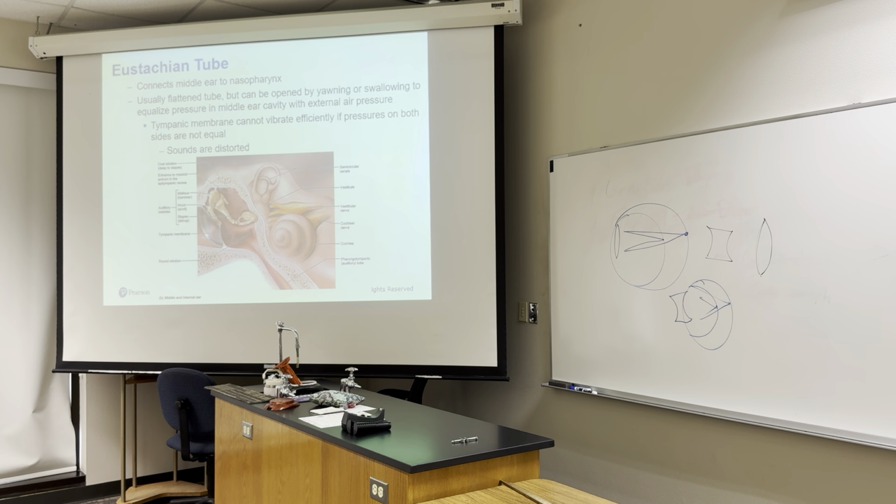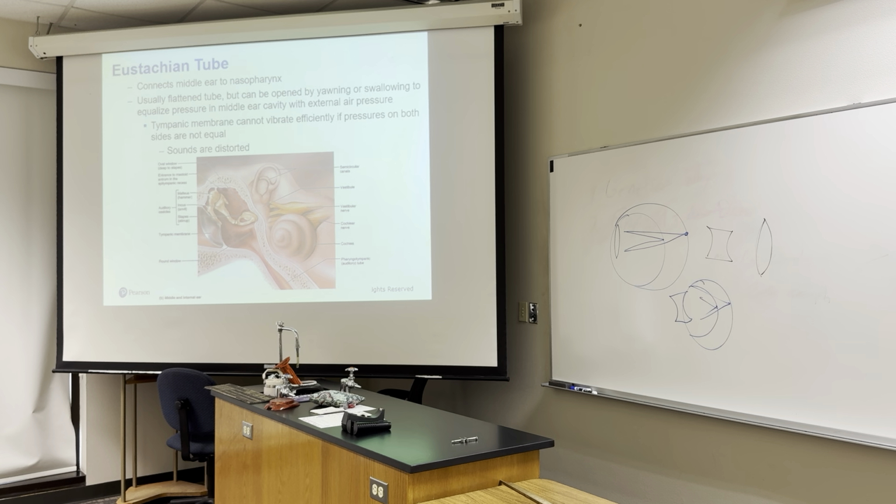So we know that there is one tube right here. What is the name of this tube? External acoustic meatus. And in the middle ear you have another tube which is called the pharyngotympanic tube, also called the eustachian tube. It connects the middle ear to the nasopharynx, is usually a flattened tube, but can be opened by yawning or swallowing to equalize the pressure in the middle ear cavity with external ear pressure.